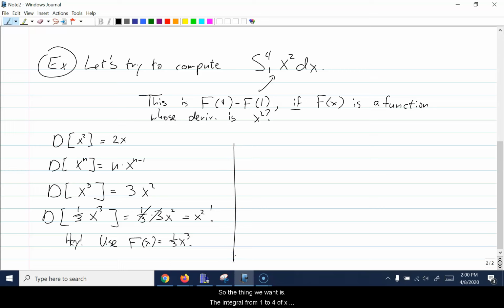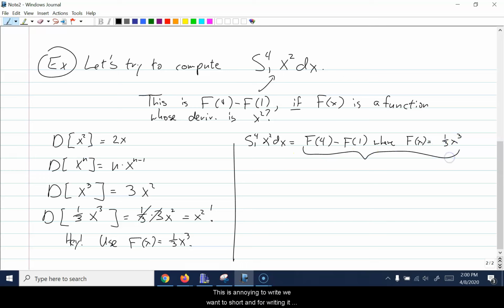So the thing we want, the integral from 1 to 4 of x squared dx, is going to be big F of 4 minus big F of 1, where big F of x is 1/3 x cubed. This is annoying to write. We want a shorthand for writing it. It's a new notation that's not deep. It's just that you never had reason to care about this before.